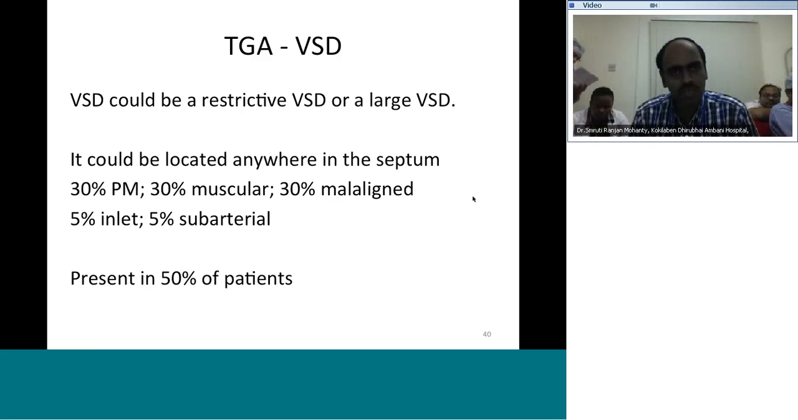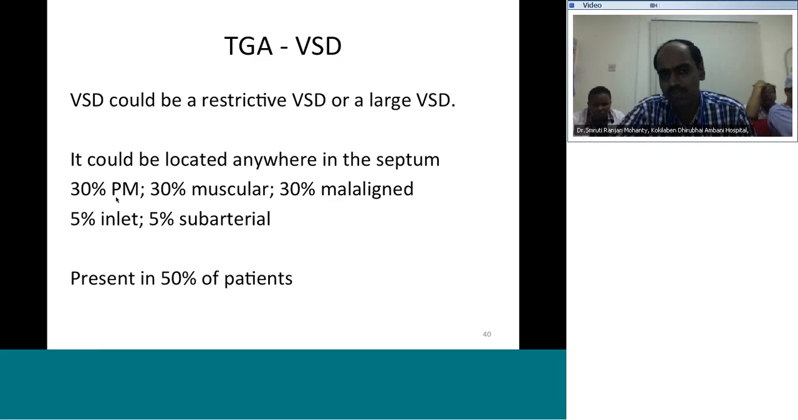Transposition with ventricular septal defect: the VSD can be restrictive or large. It can be located anywhere in the septum. 30% of them will be in perimembranous location. In a normal heart, a perimembranous VSD is immediately below the aortic valve, whereas in TGA it will be immediately below the pulmonary valve. So it can also be called a perimembranous subpulmonic VSD.